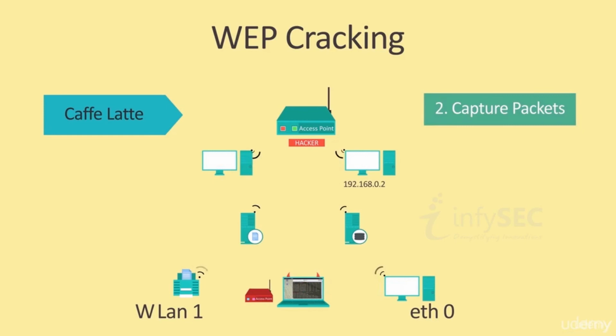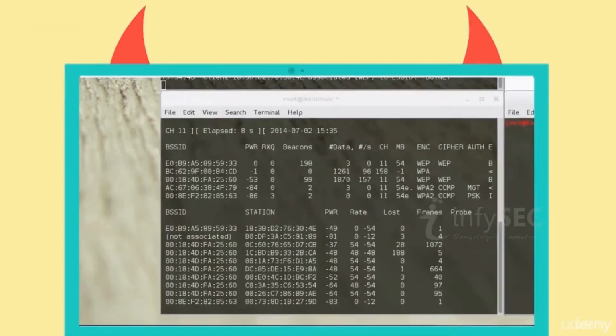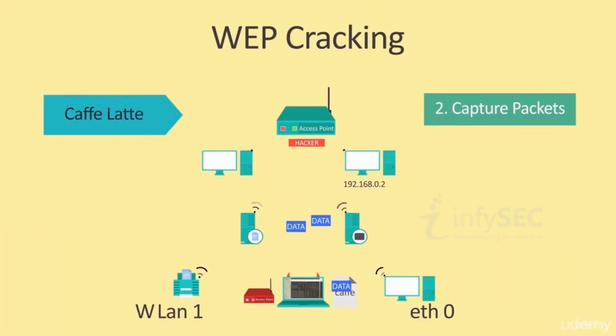2. Capture packets. It's time now to capture the packets from the clients associated with the fake AP to crack the password. Starting airodump-ng using this command, on wlan0, now we'll capture the packets and save them to the file named cafe. ARP requests from the fake AP now generate many genuine ARP replies from the clients that are captured in the file named cafe.